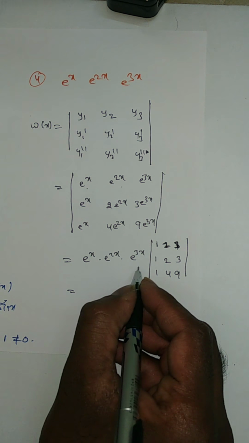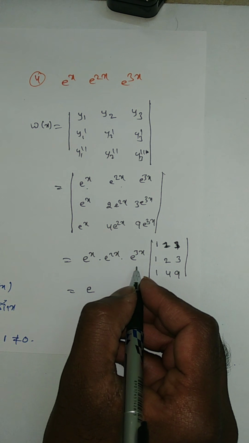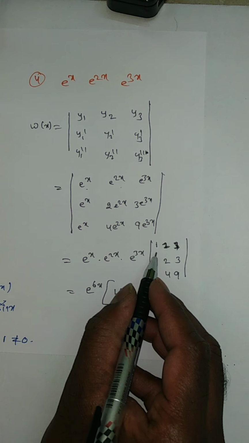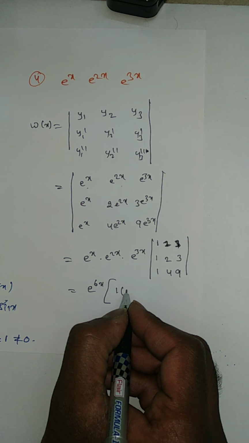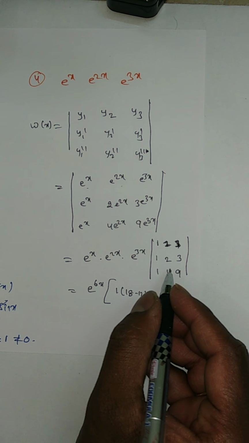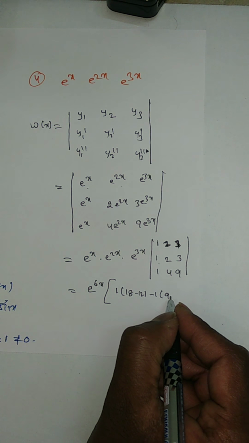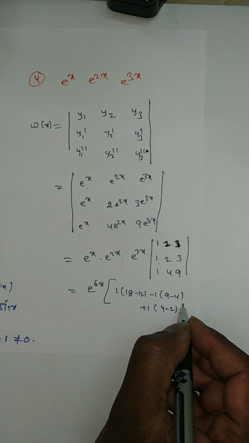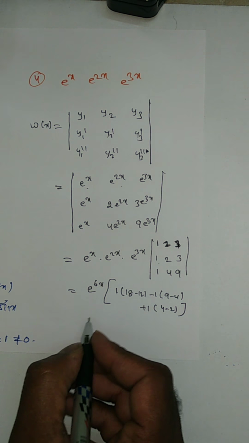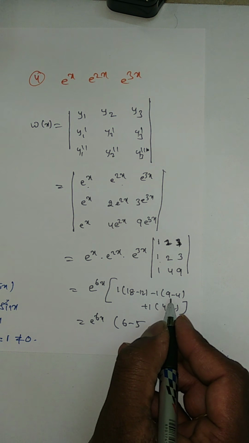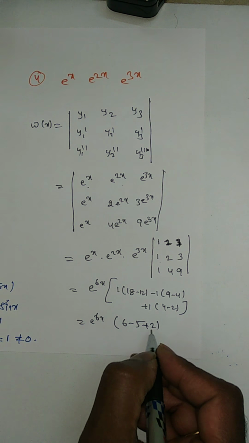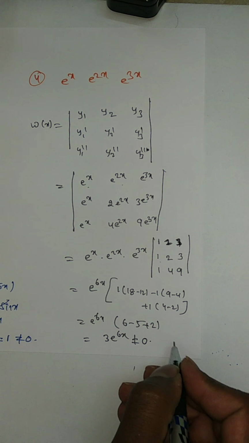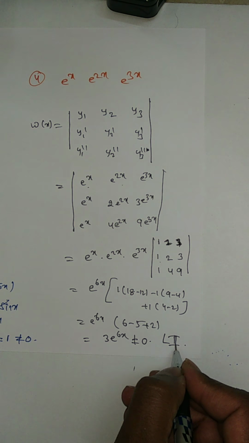First, multiply the e powers: bases are equal, so powers we need to add, that is e power 6x. Now find the determinant: 1 into (2 times 9 is 18, 18 minus 12), minus 1 times (9 minus 4), plus 1 times (4 minus 2). So e power 6x into (6 minus 5 plus 2), that is 6 plus 2 is 8, 8 minus 5 is 3. So 3 e power 6x, which is not equal to 0. Therefore the given functions are linearly independent.